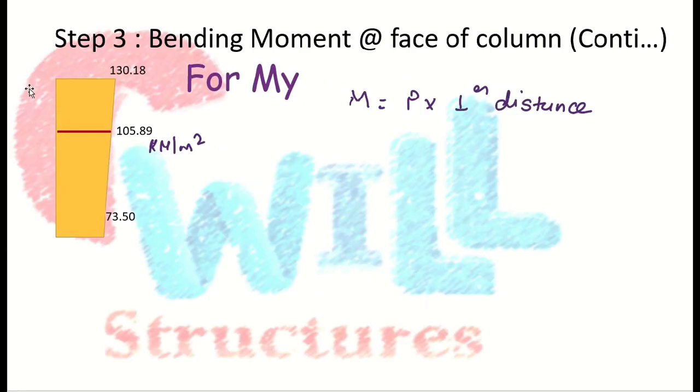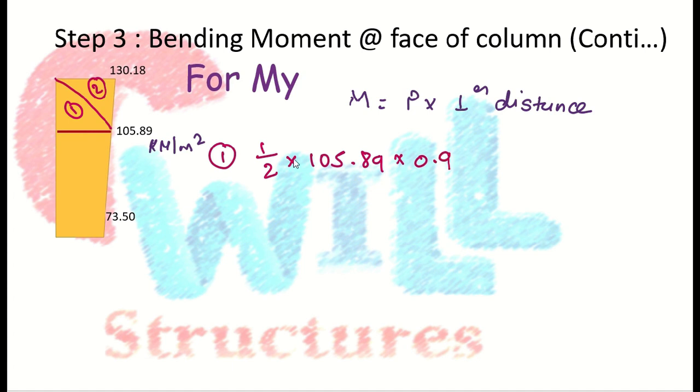Now, similar to Mx, to determine the area for the trapezoidal one, I'm just dividing this area into two different triangles, triangle number 1 and triangle number 2. Let's start with calculating the area. 1 by 2, the first ordinate is 105.89 multiplied by 0.9. Why? Because this horizontal distance, or we can say the cantilever projection of footing, is 0.9.